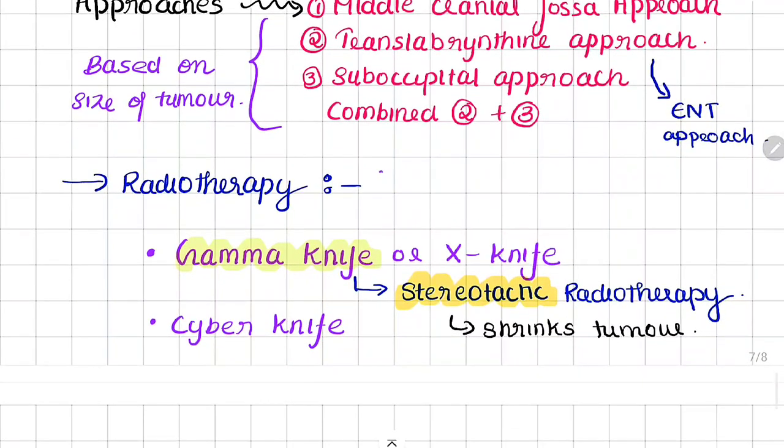Now coming to the radiotherapy, we can do gamma knife or X knife. So gamma knife is a stereotactic radiotherapy which will shrink the tumor. Localized radiation is given. It is not like external beam radiotherapy. Then we can also use cyber knife, which is a modification.